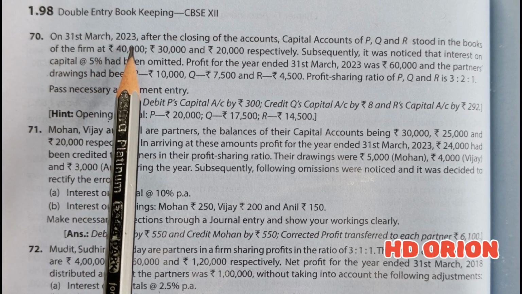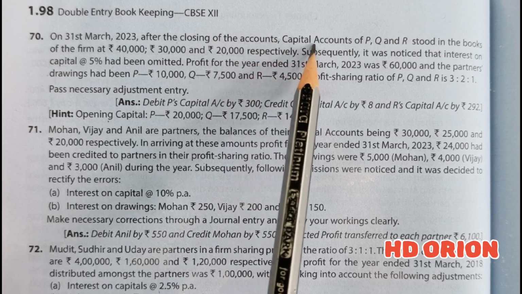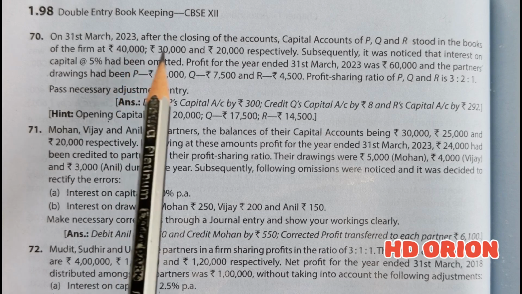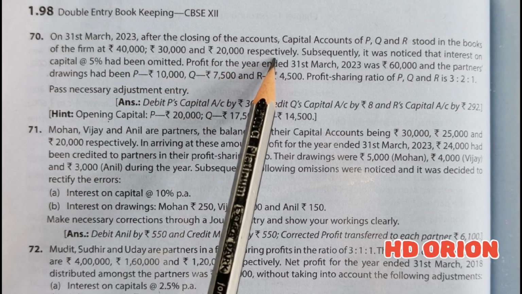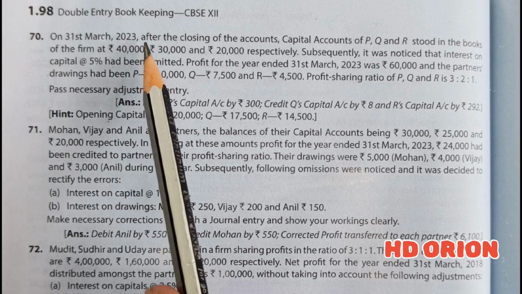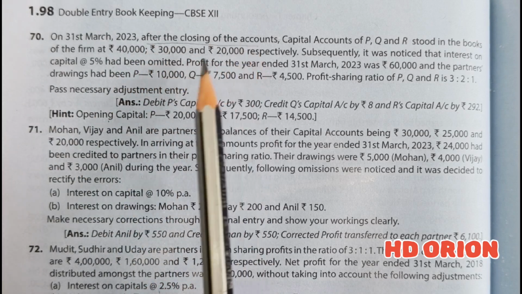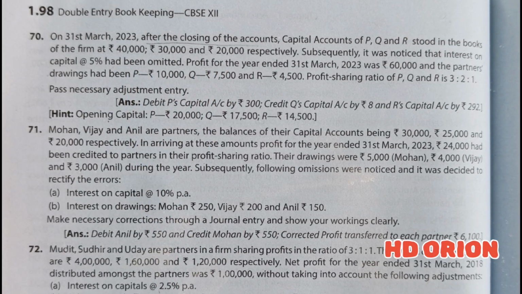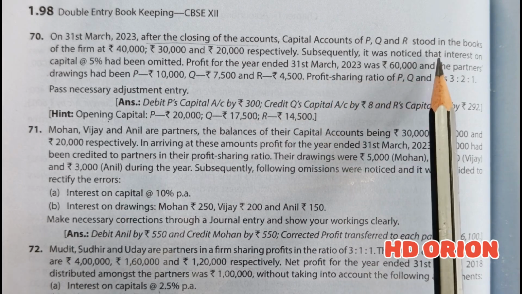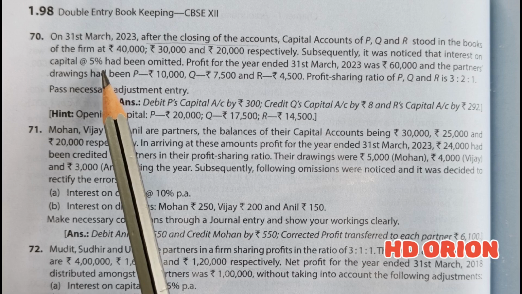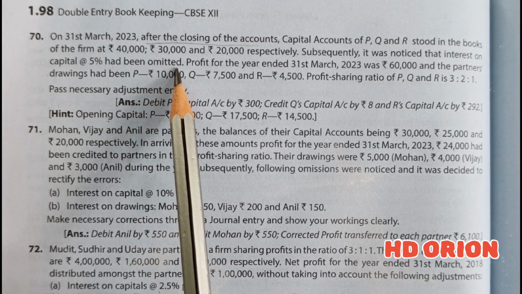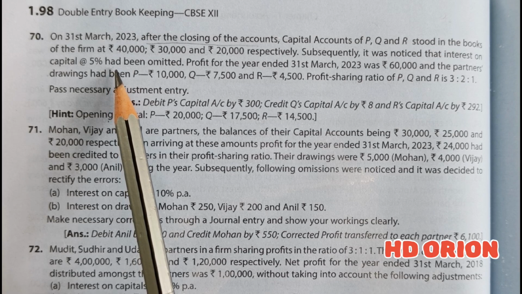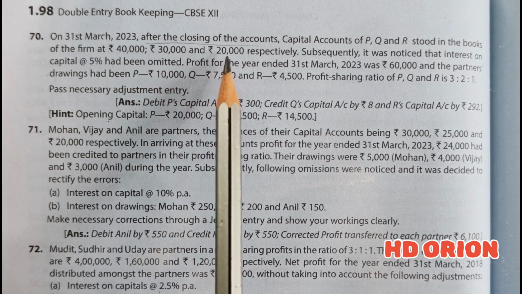On 31st March 2023, after the closing of accounts, capital accounts of P, Q and R stood in the books of the firm at rupees 40,000, rupees 30,000 and rupees 20,000 respectively. Means what is to be cared for here is after the closing of the accounts. It means the capital balances which are given here are closing balances. Subsequently, it was noticed that interest on capitals at the rate of 5% has been omitted. Now interest on capital has been omitted and interest on capital is always calculated on opening capital balances, never on closing capital balances.